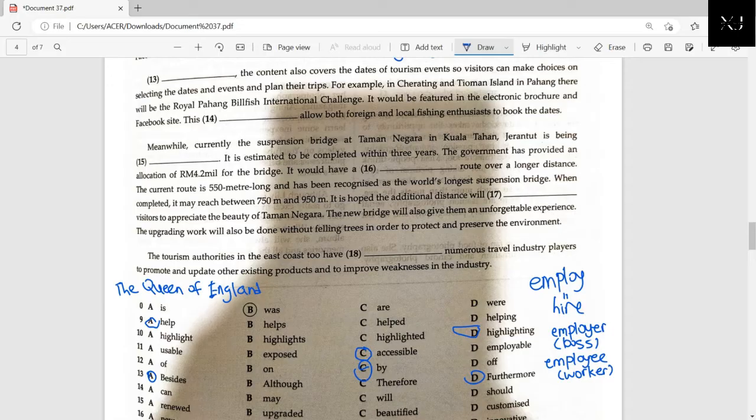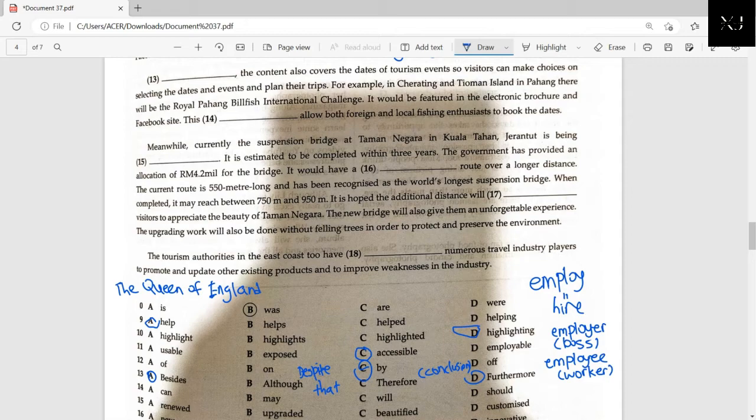Okay, therefore is like a conclusion kind of thing. For example, there are so many people getting sick nowadays. Therefore, everyone should start exercising. You see, I stated a problem and then I gave a solution, a conclusion. Okay, although is similar to despite that, or despite also can. Okay, so I'm not going to explain much about this.